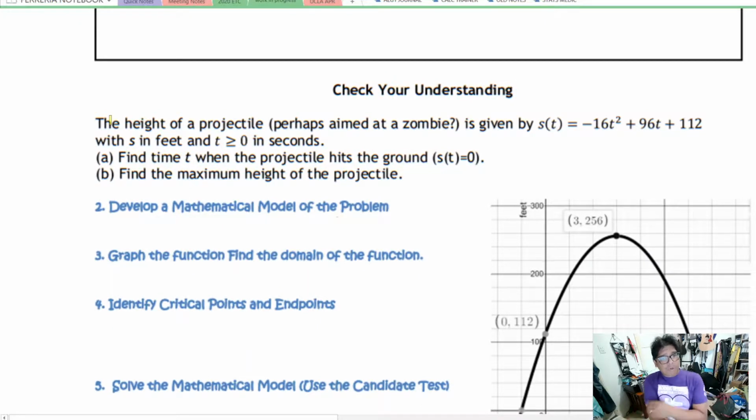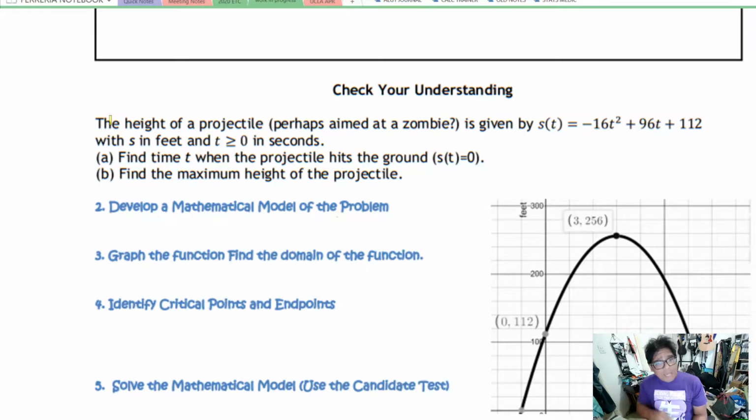So the height of a projectile, perhaps aimed at a zombie, is given by s of t equals negative 16t squared plus 96t plus 112. Find the time when this projectile hits the ground, that's s equals 0, and find the maximum height of this projectile. So this projectile is some kind of a mortar shell or something like that. Surface to surface artillery. Okay, I'm just thinking out loud.